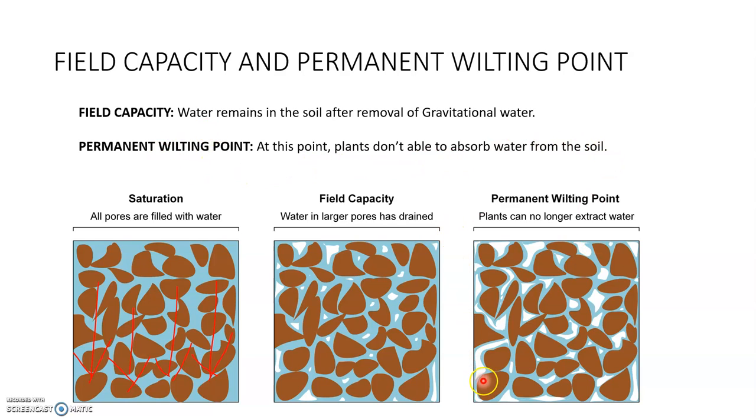At this point, the plant cannot absorb any water from the soil, because there is very little water in the soil. And we know that, depending upon the soil structure, this permanent wilting point and field capacity will vary. We will discuss this in the upcoming slides.